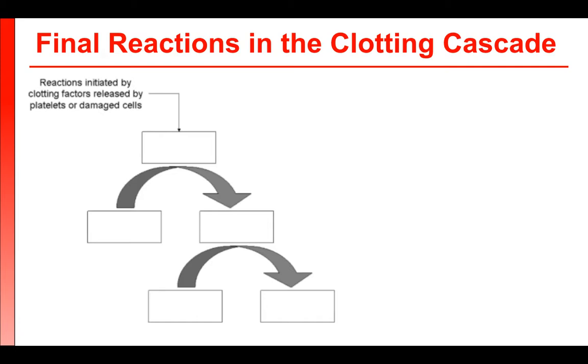So the clotting cascade is a fairly long cascade. We're just going to look at the final reactions. So you've got a series of reactions that are initiated by the clotting factors, and that leads to the activation of a protein called prothrombin activator. And what prothrombin activator does, and this is going to be shocking, it activates prothrombin. So prothrombin is inactive. And so prothrombin activator converts it into thrombin. So it chops off the pro, basically, and makes it an active protein, an active enzyme called thrombin.